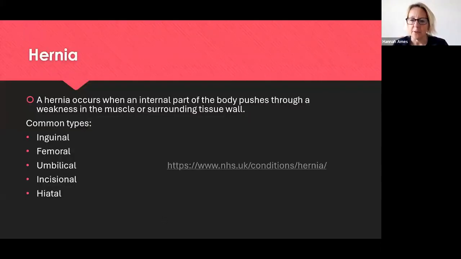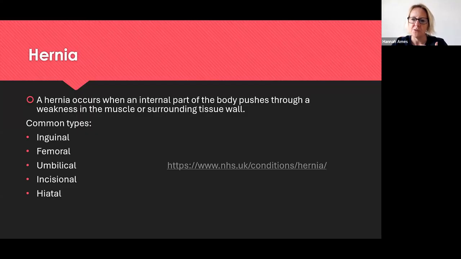Okay, so what is a hernia? A hernia occurs when an internal part of the body pushes through either a weakness in the muscle or the surrounding tissue wall and protrudes through, and you get that classic hernia lump. You can get them in different sites: inguinal, femoral, umbilical, incisional and hiatal.